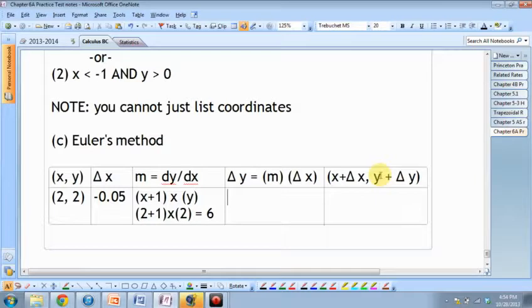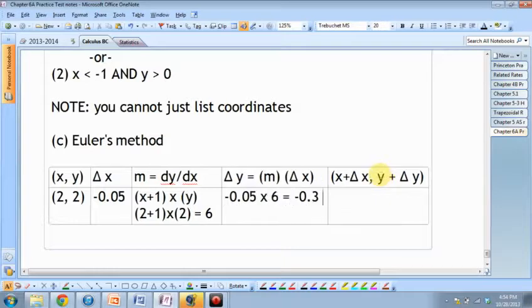Okay, and that means delta y is equal to negative 0.05 times 6. And this becomes 2, let's see, what is that? 1.95, comma, 1.7.